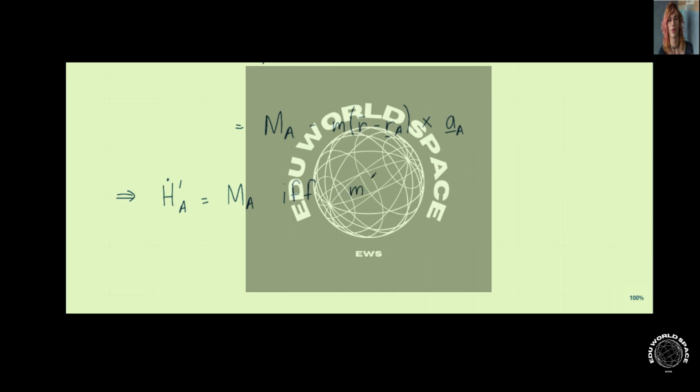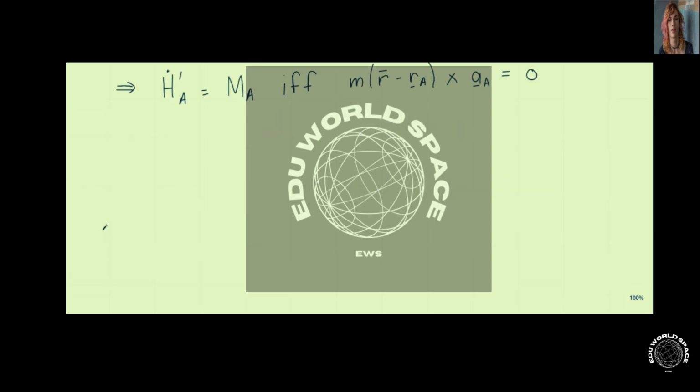if and only if the second term falls away. So if m times r bar minus r_A crossed with a_A is equal to 0. So for that to happen, this condition is satisfied under one of three conditions. So this happens if a_A is equal to 0. That is, the frame is Newtonian.